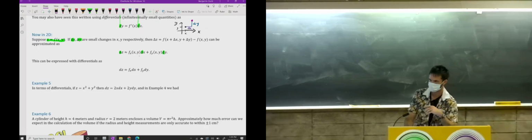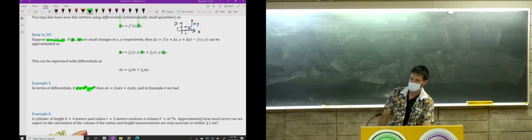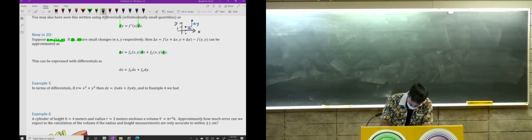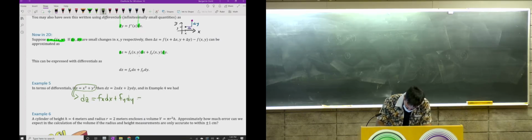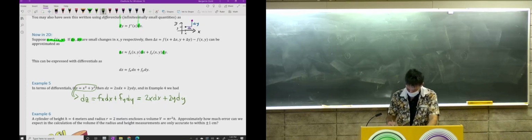How about with our good old friend, the paraboloid? So that was z equals x squared plus y squared. If z is x squared plus y squared, then dz, which is f sub x dx plus f sub y dy, so let's see, the x derivative is 2x. The y derivative is 2y. So I get 2x dx plus 2y dy, which I also wrote right here.